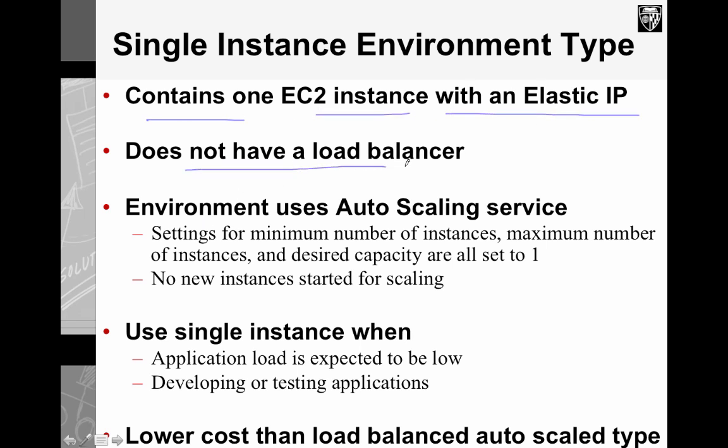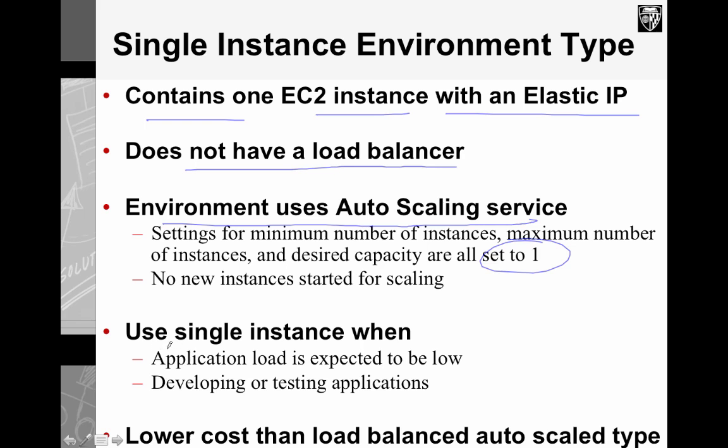A single instance environment is really an environment which contains one EC2 instance with an elastic IP. It does not have a load balancer in the front. It's really one application server. The environment uses the auto scaling service, but all the values for the auto scaling service are set to 1, because the minimum instance is 1 and the maximum instance is 1. For all intents and purposes, you can think of it as having no real auto scaling service here.